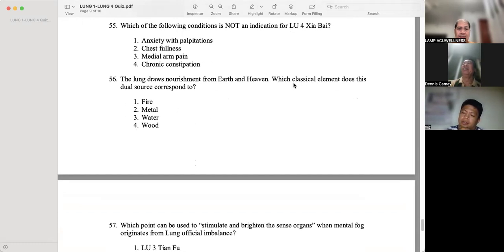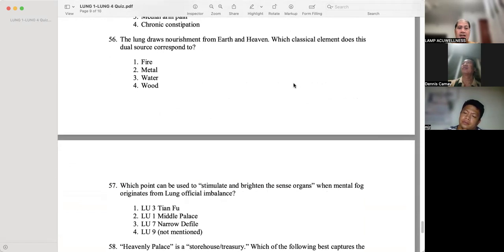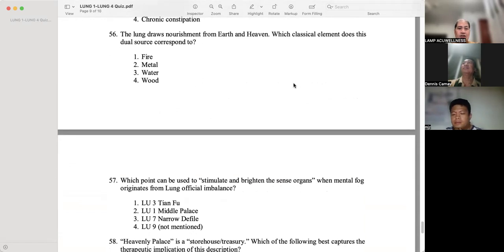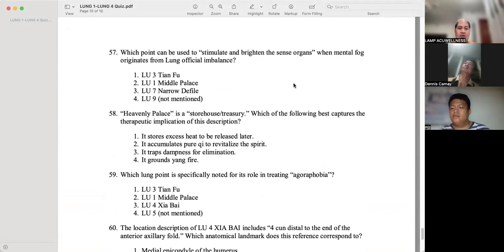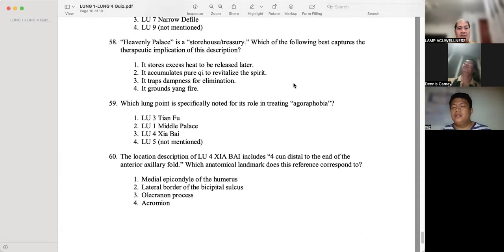Which of the following conditions is not an indication for lung 4? Cardiac constipation. The lung draws nourishment from earth and heaven. Which classical element does this dual source correspond to? Metal. Which point can be used to stimulate and brighten the sense organs when mental fog originates from lung official imbalance? Lung 3 Heaven.